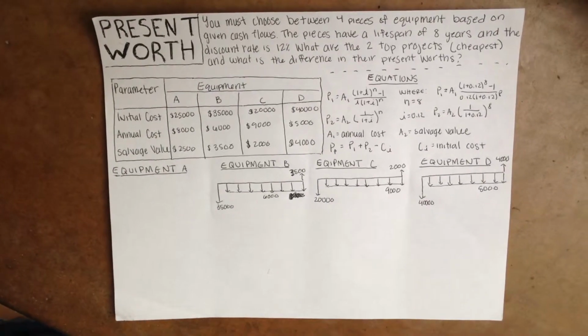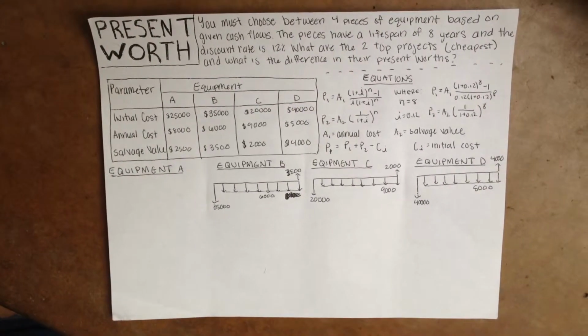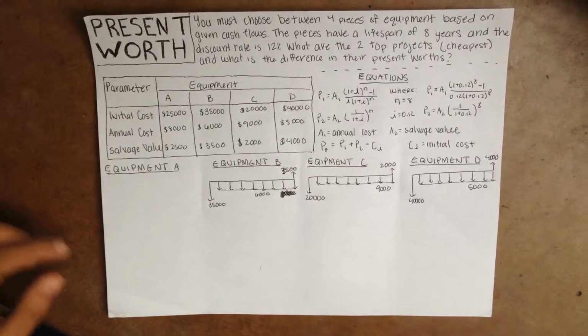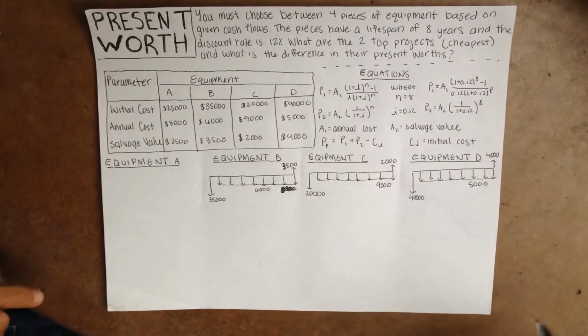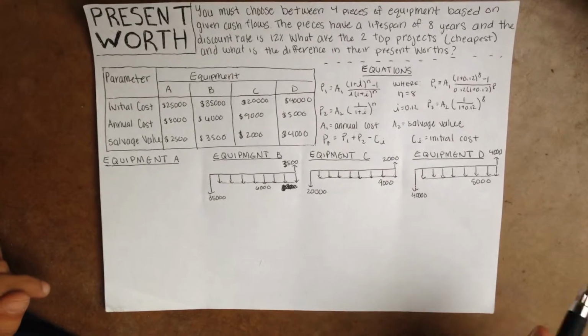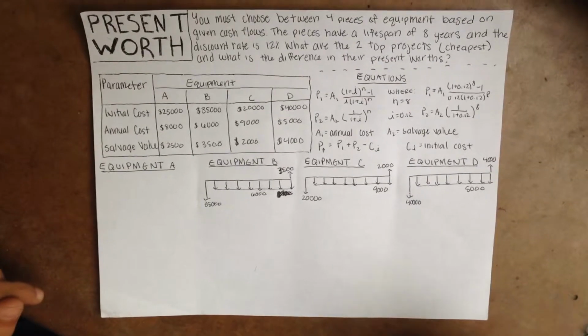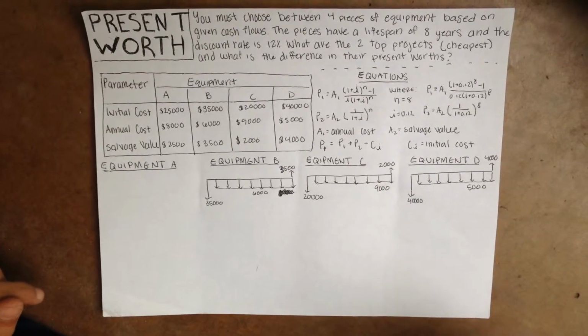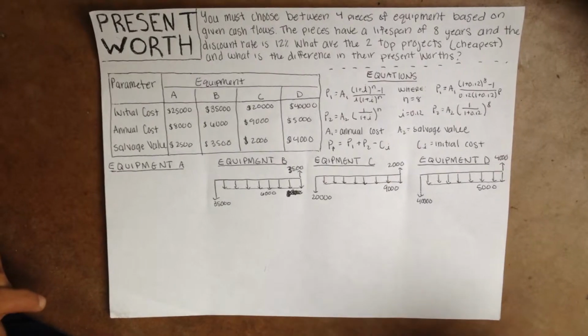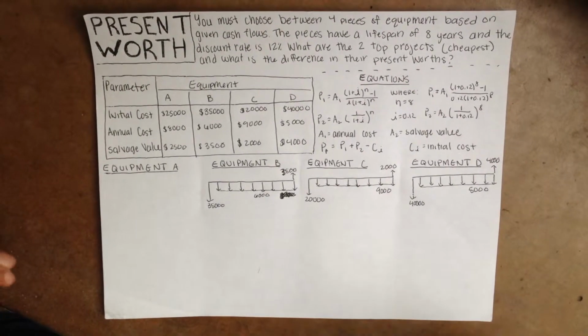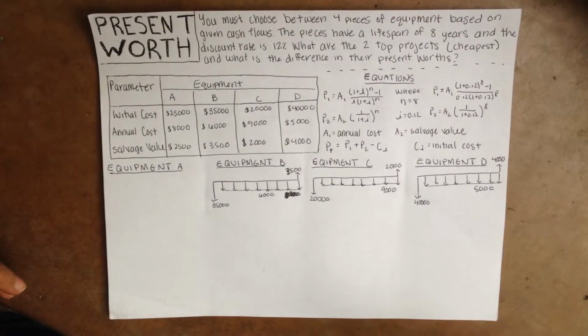I'm going to be doing an FE style problem on present worth. The question reads, you must choose between 4 pieces of equipment based on given cash flows. The pieces have a lifespan of 8 years and the discount rate is 12%. What are the top 2 projects, the cheapest ones, and what is the difference in their present worth?